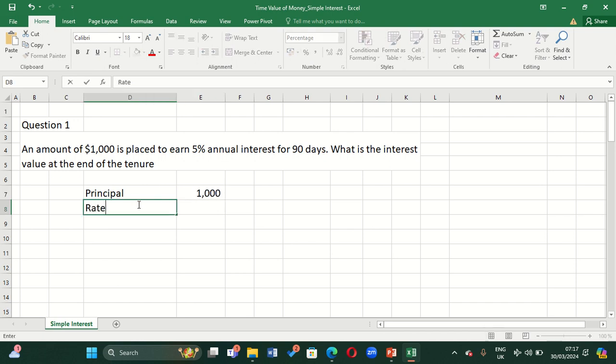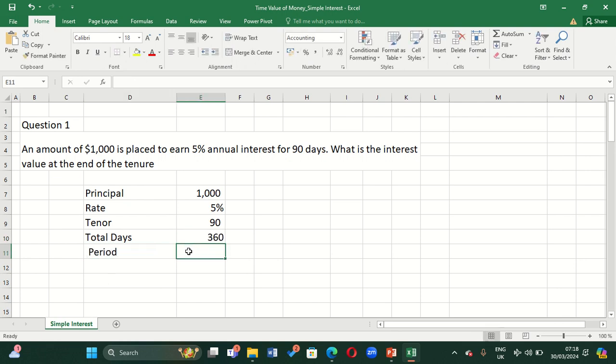So we have the rate to be 5%, and we have the days or tenor to be 90 days. Then we have the total number of days in a year, which is 360 as the case may be. So then to determine the period, we have to divide the tenor by the total number of days, which is this.